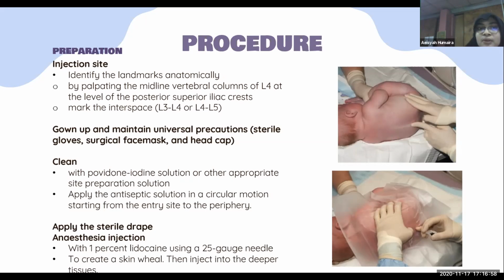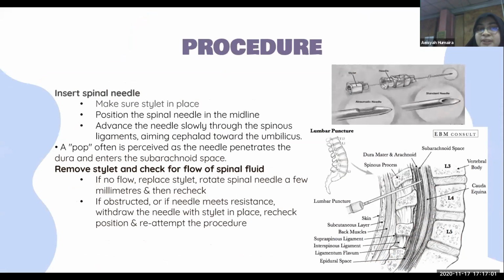After that, we insert the spinal needle. Before inserting, we need to make sure the stylet is in place. Then we position the spinal needle in the middle and advance the needle slowly into the spinous ligament, aiming toward the umbilicus. The bevel of the needle needs to face upward. Then a pop is often perceived when the needle penetrates the dura and enters the subarachnoid space because of the resistance.